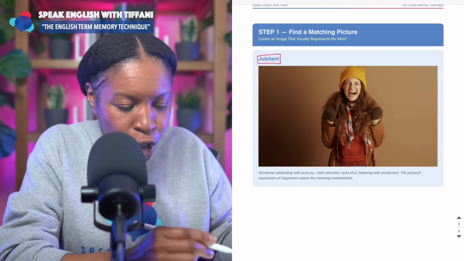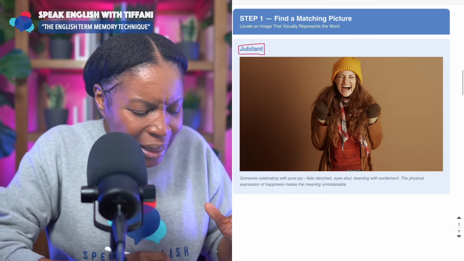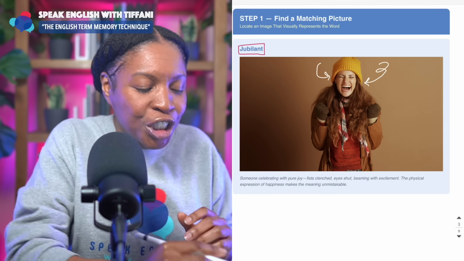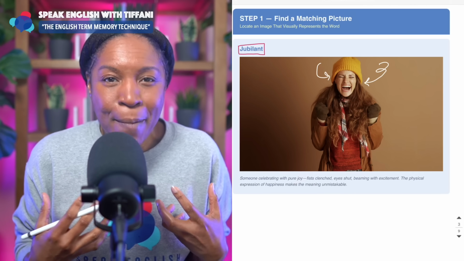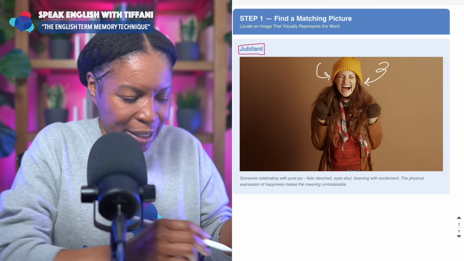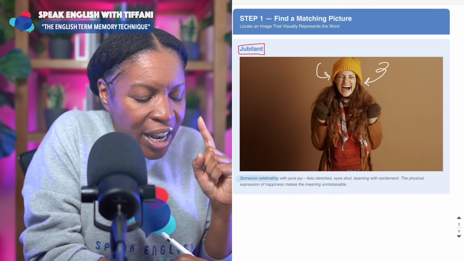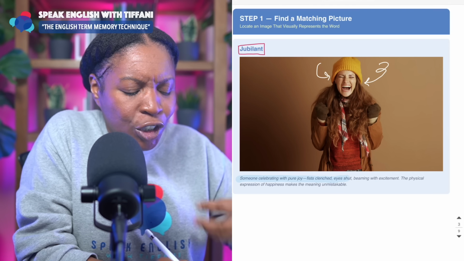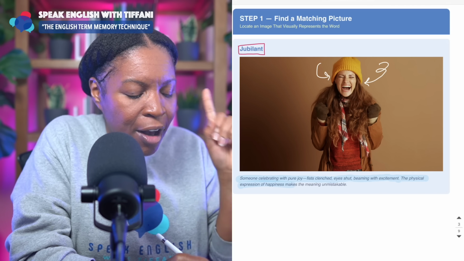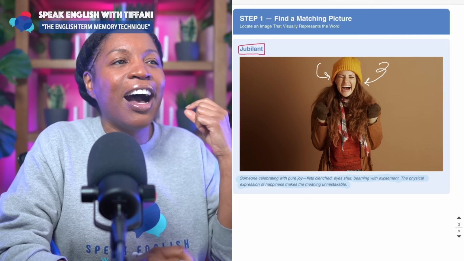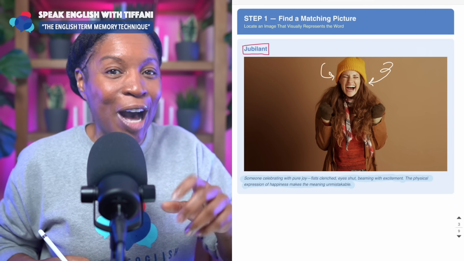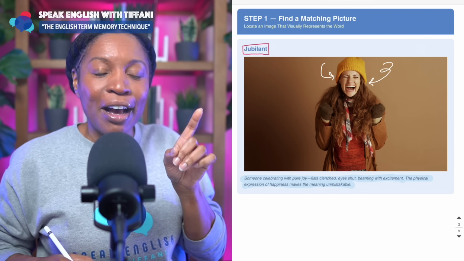And if you're watching this lesson, even before I tell you the meaning, you can kind of guess what the meaning is. Jubilant. We see a woman that is celebrating with pure joy. I mean, the smile on her face, how she looks extremely happy. This is an image that represents the term jubilant. This is someone celebrating with pure joy, fists clenched, eyes shut, beaming with excitement. The physical expression of happiness makes the meaning unmistakable. She is jubilant. You see now this term jubilant in a picture.